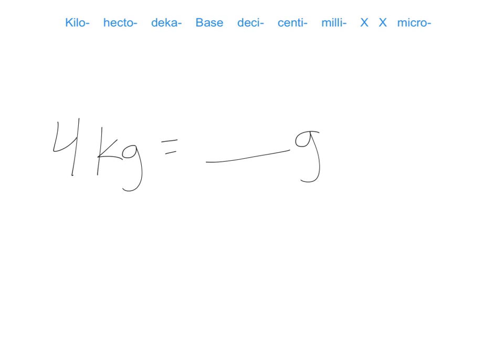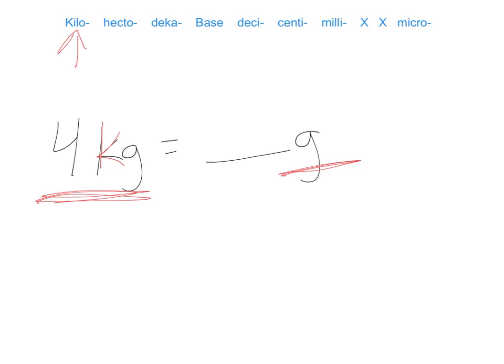So remember, we know that this is a metric question because I'm going from something that ends in the base gram and I'm converting it to something that also ends in the base gram. The difference that we're seeing here is the prefixes. So what we're starting with, we have 4 kilograms. What we're trying to do is convert it to grams. So what we're starting with is where we're going to start on our map, and we're paying attention to the prefix, not necessarily the base. So what I mean by that is we're paying attention that this is a kilogram.